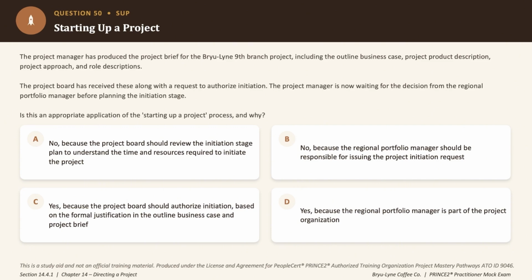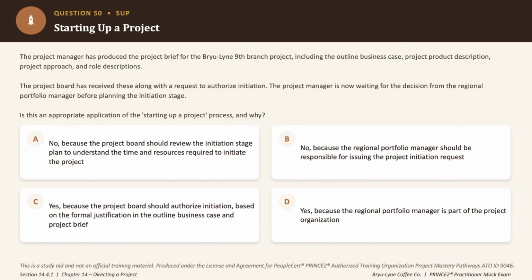Right, so the project manager has put together the project brief for the Brewine 9th branch, and the project board has it along with a request to authorize initiation, and the project manager is waiting on the regional portfolio manager rather than the board itself. Okay, now the question is, is this an appropriate application of the starting up a project process, and why?